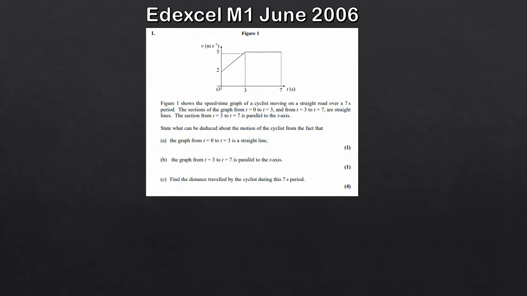The next question then, again, just making sure you understand what happens with these kind of graphs. So this graph here is a speed time graph. It's just a cyclist moving on a straight road. The first part A asks us to say what happens between t equals 0 to t equals 3. What's important about that being a straight line? Remember, this straight line just tells us that there's constant acceleration. So the cyclist has constant acceleration.